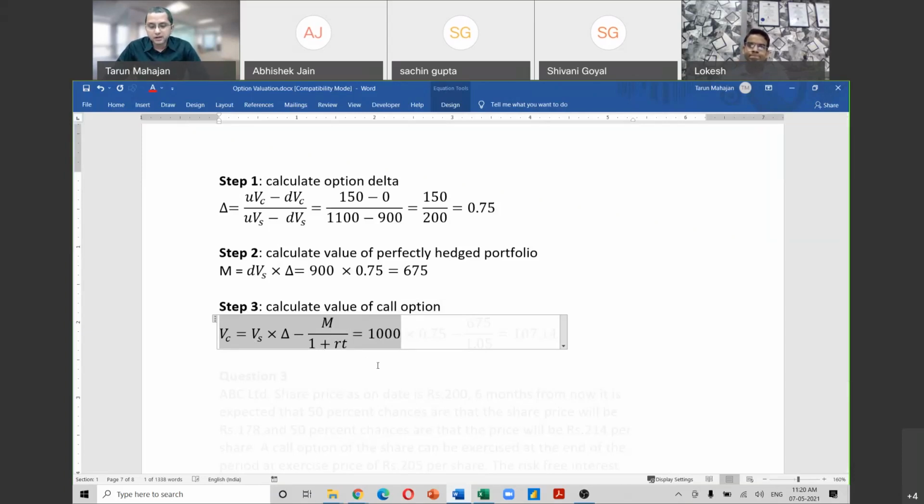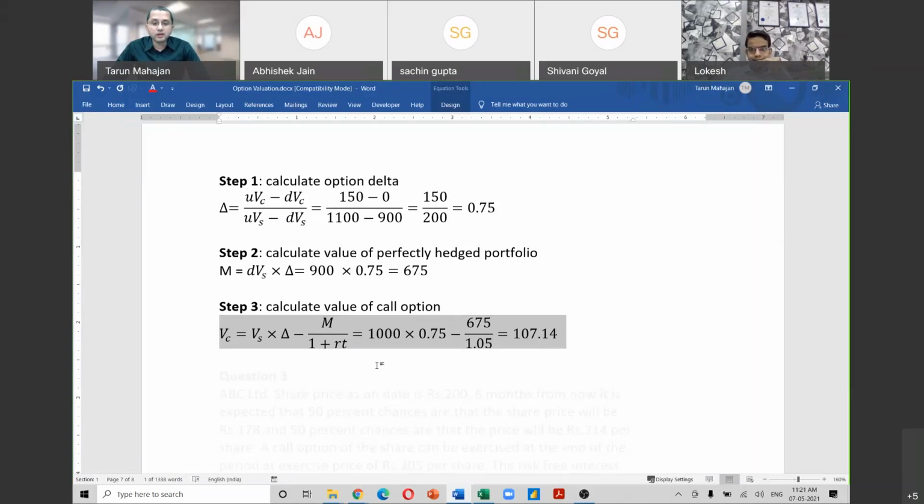1,000 rupees is the current market price. 0.75 is the delta. Maturity value is 675. Divided by 10% interest rate, number of years are 0.5. So that way it is 107.14 option value.